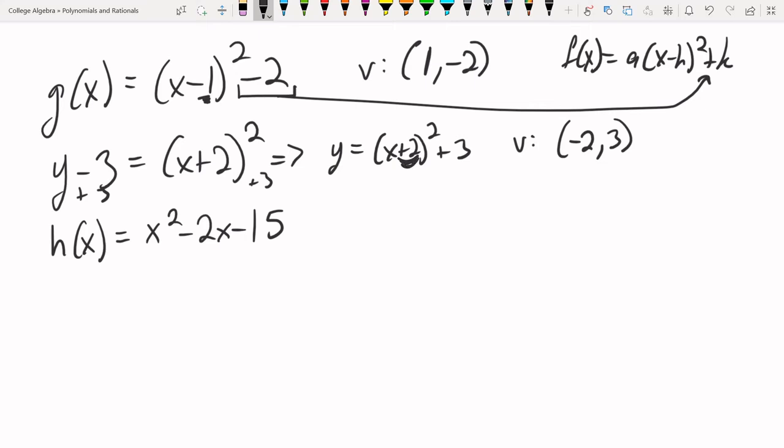This is supposed to be x minus h, so for it to be x plus 2, h must be -2, negative to negative is positive, and then k has to be positive 3.